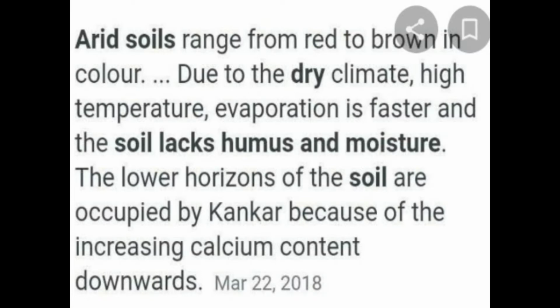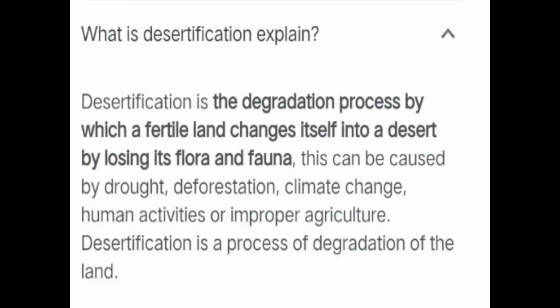Arid soils range from brown color to red color, and due to dry climate and high temperature, evaporation takes place faster. In the lower horizons, lower strata, lower levels, we can see calcareous deposits like hard substances called Kankar, because of the increasing calcium content as we go deeper down into the earth's interior. So when this washing away of the soil takes place, desertification is the result.